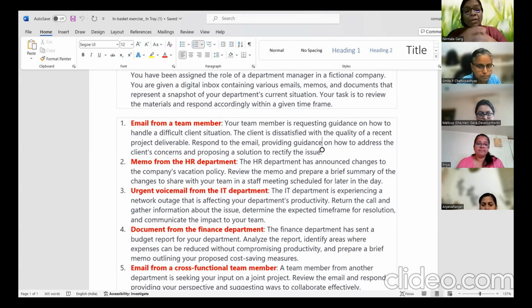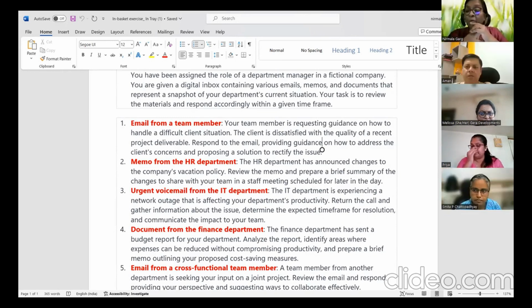Okay. Document from the finance department. They have sent a budget report. Analyze the report, identify areas where expenses can be reduced without compromising productivity, and prepare a brief memo outlining your proposed cost-saving measures. Again, under that grid, will you do it immediately, urgent, or is it important, but you will do it at a later point? It's important, but not urgent to be done right away, because you have to take care of the things. You have to analyze and then come back with a detailed report on that. Spot on, Aman, spot on.